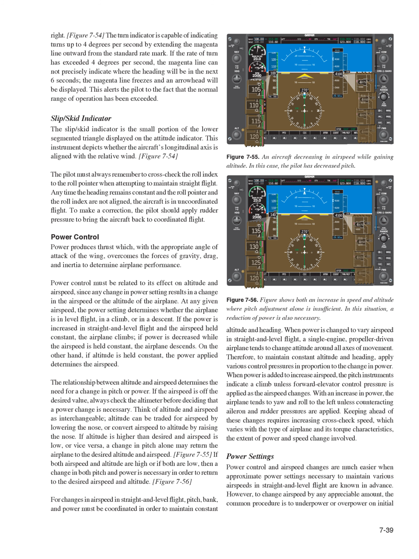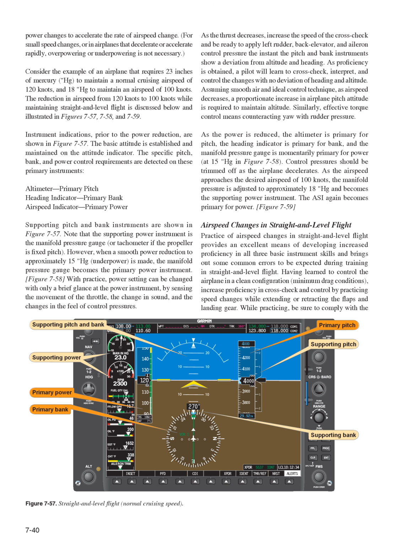Power settings. Power control and airspeed changes are much easier when approximate power settings necessary to maintain various airspeeds in straight and level flight are known in advance. However, to change airspeed by any appreciable amount, the common procedure is to underpower or overpower on initial power changes to accelerate the rate of airspeed change. For small speed changes, or in airplanes that decelerate or accelerate rapidly, overpowering or underpowering is not necessary.